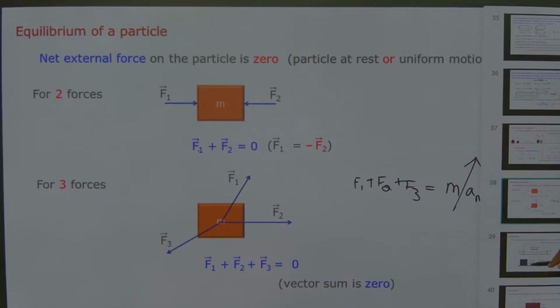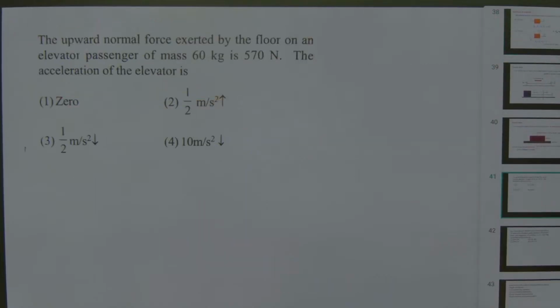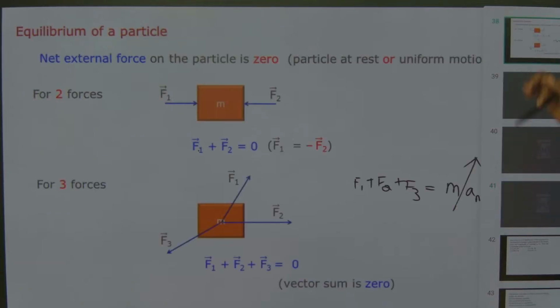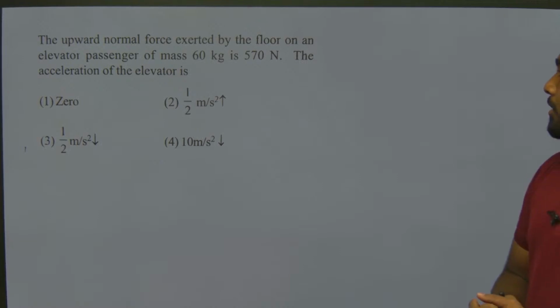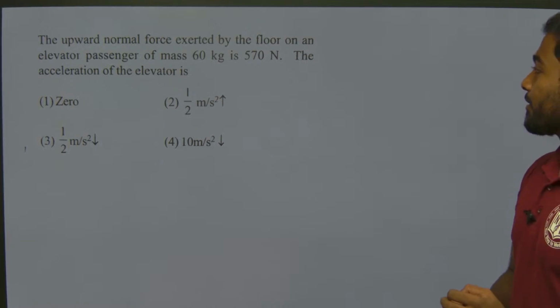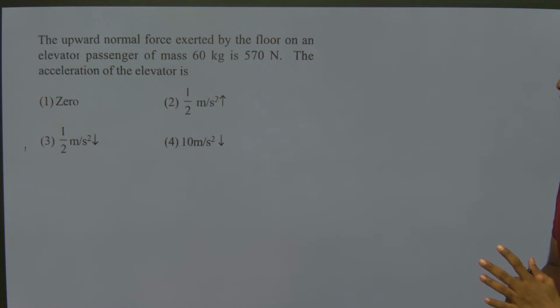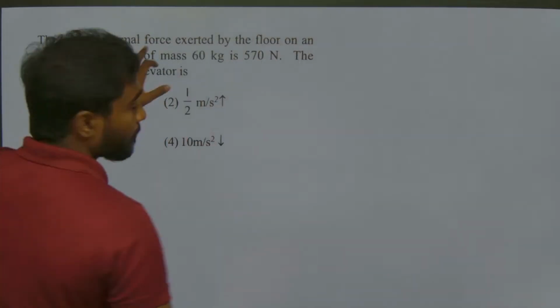So now we will look into the problems, okay? Completed? Okay. So the first problem. The upward normal force exerted by the floor on an elevator passenger of mass 60 kg is 570 Newton. The acceleration of the elevator is, what they are saying, upward normal force.